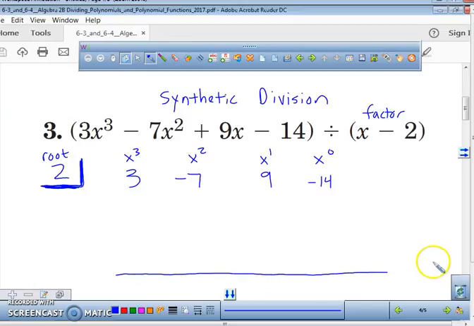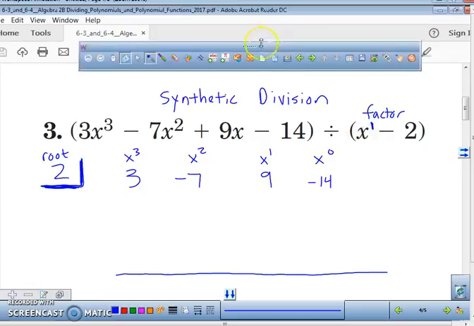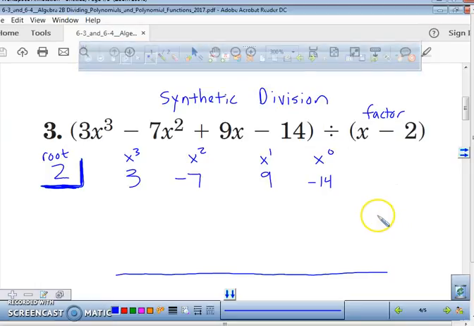The very first thing to know about synthetic division is that you can only use it if the x is to the power of 1. This won't work if it's to the power of 2 or 3. What do you have to do if it's to the power of 2 or 3? You have to do long division. Sorry. That's the way it is.